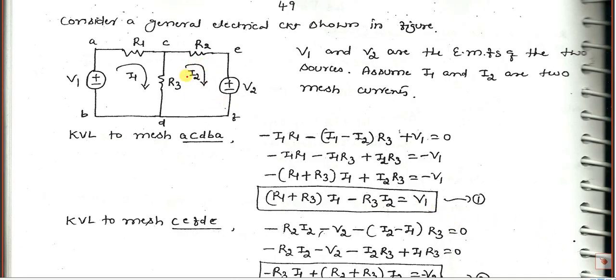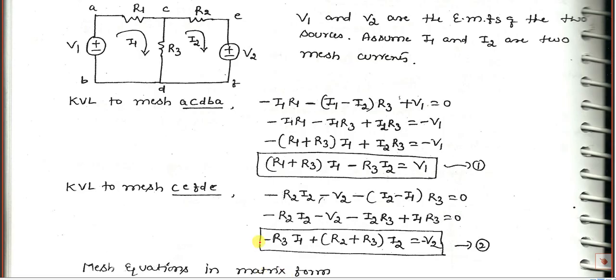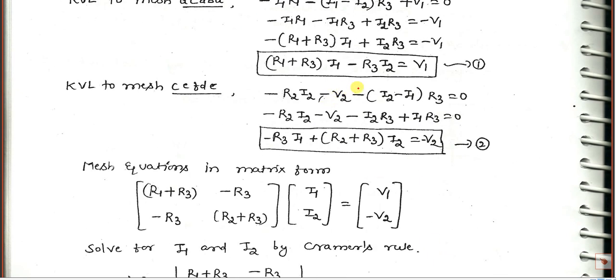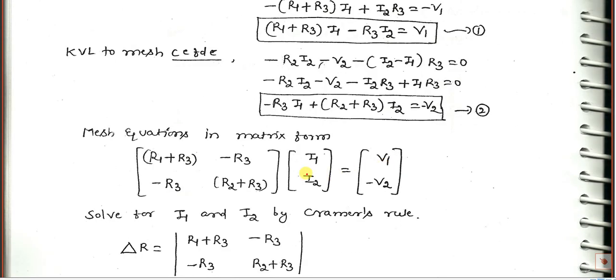Similarly, if I write KVL for mesh 2, common to 2 and 1 is minus R3 I1. And the sum of resistance in mesh 2 is R2 plus R3. And writing KVL, this is plus to minus. So if you bring it to the right side, it becomes minus V2. And we can represent equation number 1 and 2 in the form of a matrix. Remember, in the matrix, the diagonal elements are the sum of resistance in mesh 1 and the sum of resistance in mesh 2. This is common to 1 and 2. This is common to 2 and 1. These are the two currents, I1 and I2. And these are the voltages in mesh 1 and mesh 2.